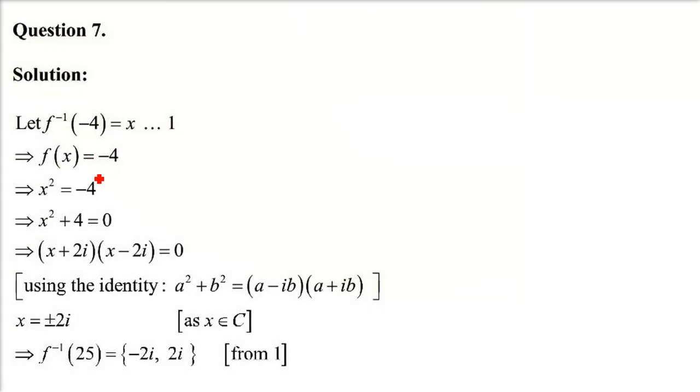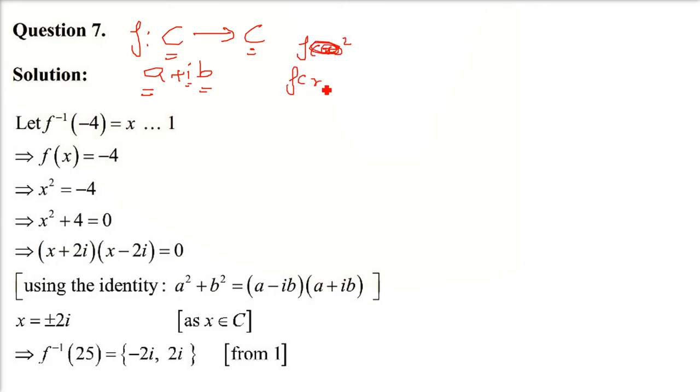Next question is, if f is from C to C, C is a complex number. C denotes the set of all complex numbers. So C to C we are talking about is defined by f(x) equals x squared. So C is of a plus ib form. This is the complex number, how we represent it. A plus ib form. So write f inverse of negative 4. f(x) equals x square. f inverse of minus 4 we have to find out.